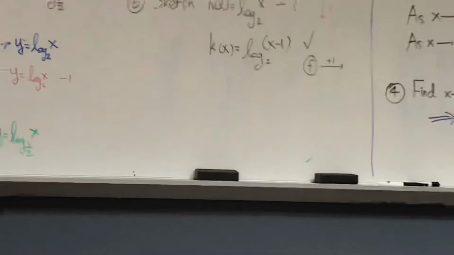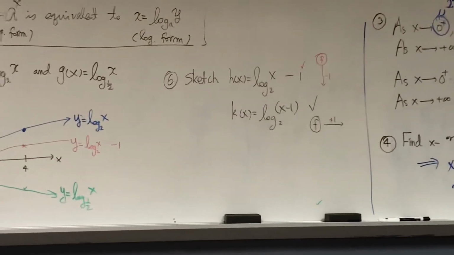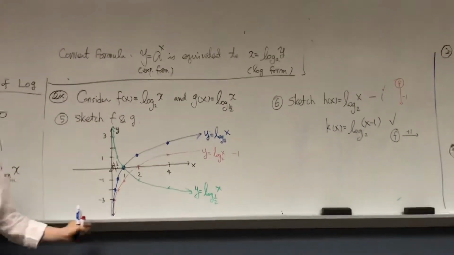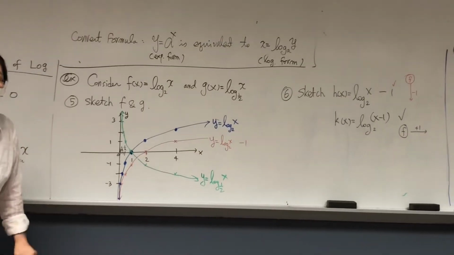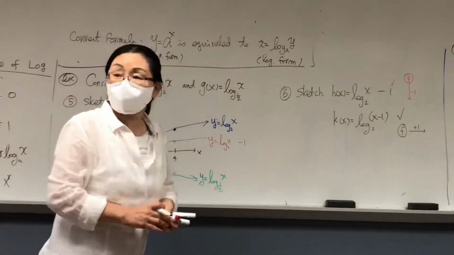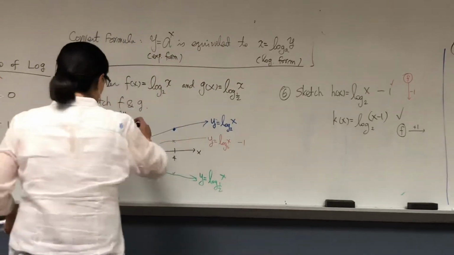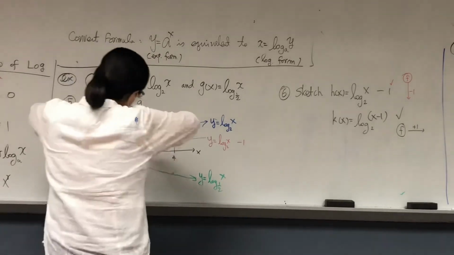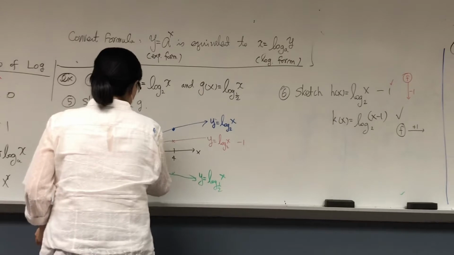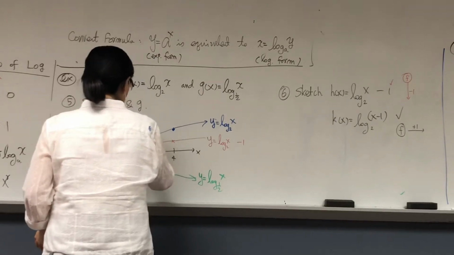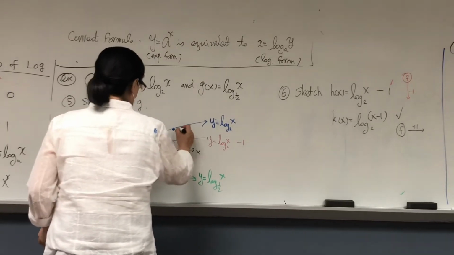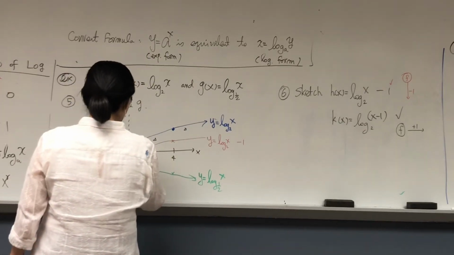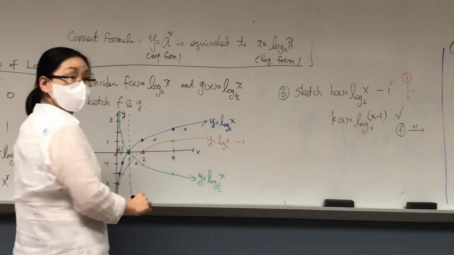So here, what happened? Originally, your y equals log base 2 of x has a vertical asymptote at the y-axis. Everything needed to be moved to the right one. So what is your new vertical asymptote? x equals 1. Good job. And then all your graphs shifted to here. This one moved to here, this one moved to here, this one moved to here. Am I right? Yes.